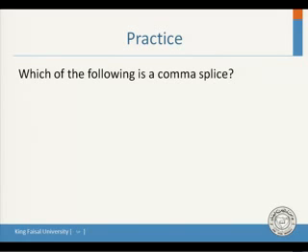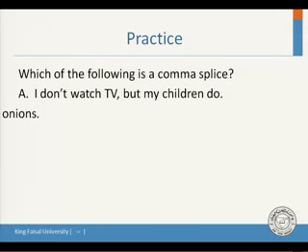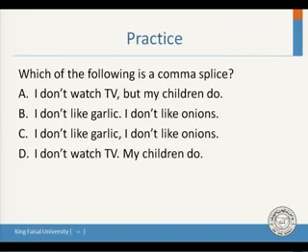Which of the following is a comma splice? Another question. Look at these sentences. We have 4 sentences. Which of them is a comma splice? You know what a comma splice is. Using a comma between 2 simple sentences alone, without any coordinating conjunction, which is incorrect in English. I don't watch TV, but my children do. Is this correct or incorrect?